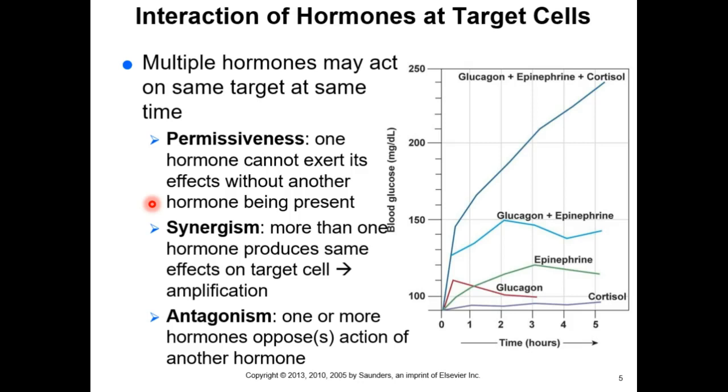Hormones also interact with each other, and they can interact in a number of ways. They can act permissively. You may already have a circulating hormone and it may not act until another hormone is present. That would be permissiveness. They can act antagonistically. One hormone may act in the opposite fashion to another. And the one that's being illustrated on this graph right here is synergism.